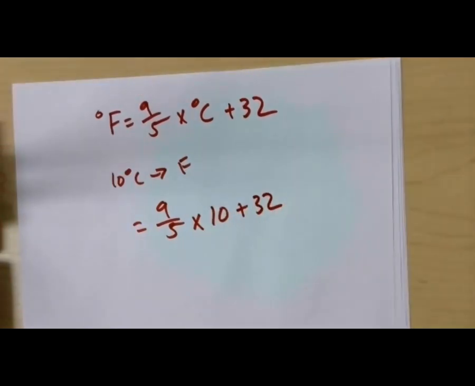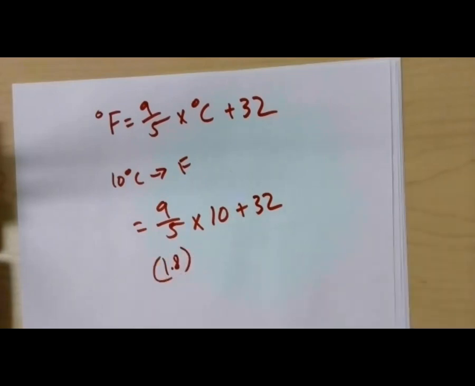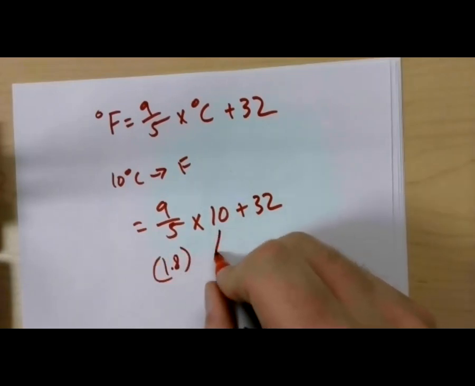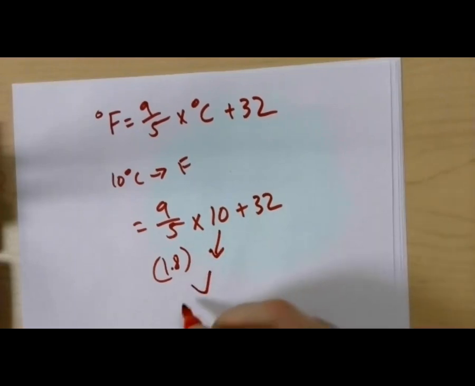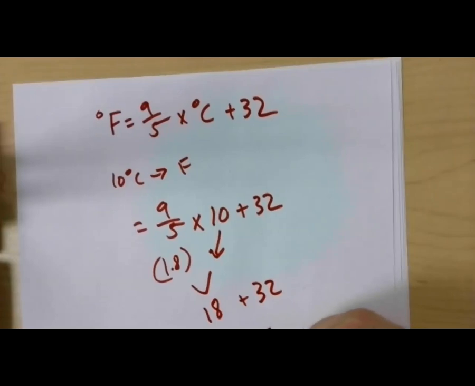32. So in my calculator, I'm going to take 9 divided by 5. And what's nice about this one is it is an even number. It's actually 1.8. So I take 1.8 times 10, right? And what that is going to give me is 18. I know if I'm multiplying by 10, I can just move that decimal place 1, right? Plus 32. So now I add in that 32. And I come up with an answer of 50. So 50 what? 50 degrees Fahrenheit.